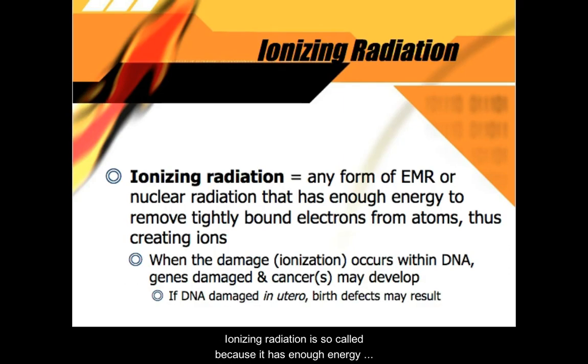Ionizing radiation is so called because it has enough energy to remove electrons from atoms, thus creating cations. When ionizing radiation penetrates cells and ionizes DNA, mutations can result. The right combination of mutations can result in uncontrolled mitosis, that is, cancer. If the mutations occur in developing fetal tissue, birth defects can result.